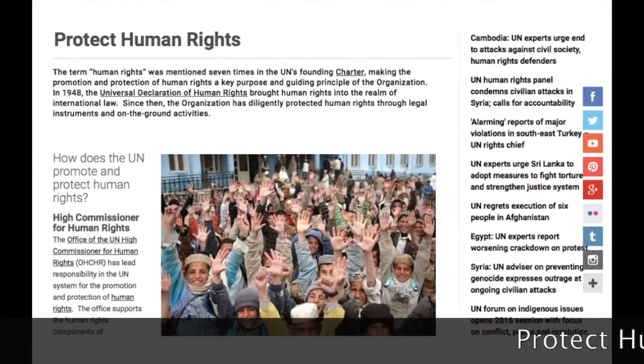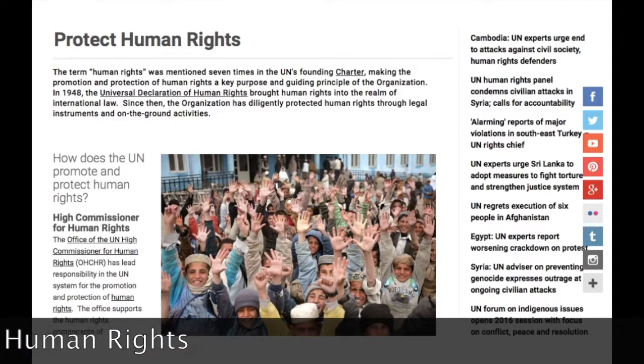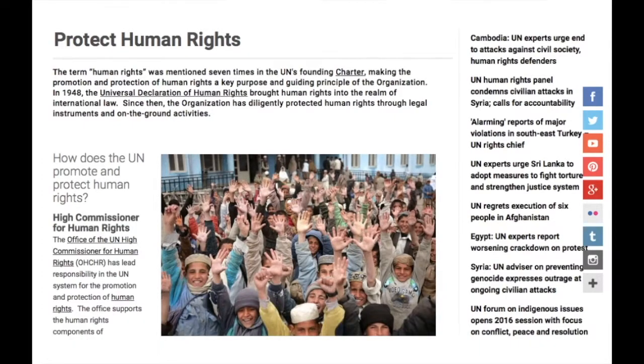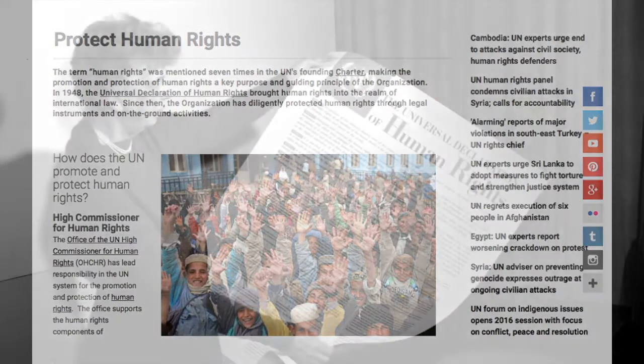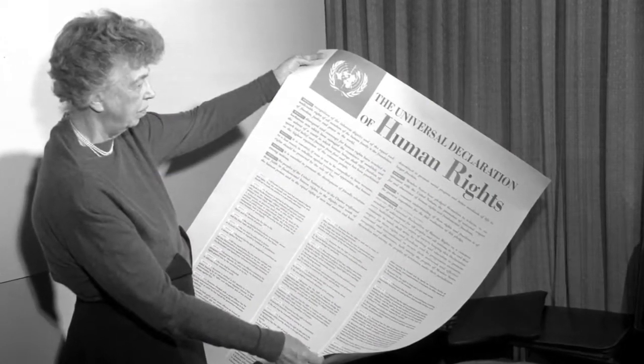To protect human rights. Significantly, the UN Charter was the first treaty in history to recognize universal human rights. The UN now upholds human rights through the Universal Declaration of Human Rights, which was established in 1948.